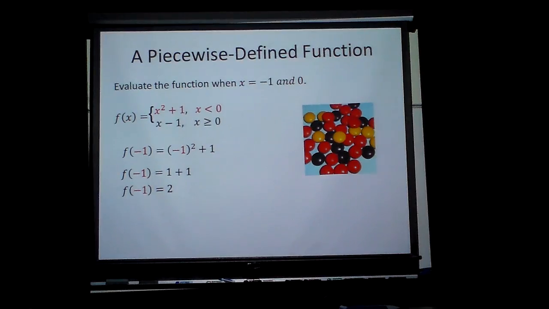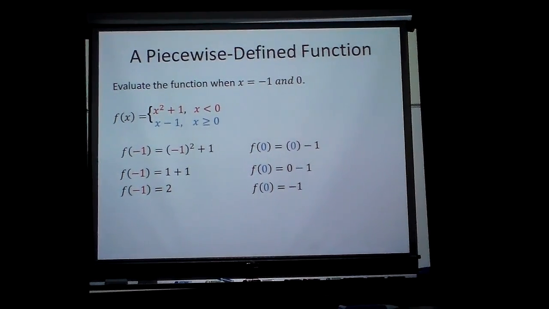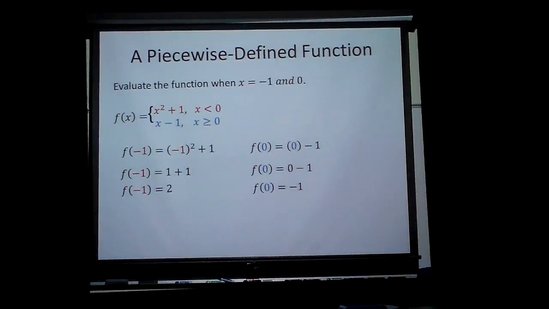So f of -1 is 2, but when I use the 0, 0 is greater than or equal to 0, so I need to use this one. So it would just simply be 0 minus 1. I'm going to plug it in this one, and 0 minus 1 is -1. Okay, so that's how I would do that particular function. Anyway, I decide which one I use and then plug it in the correct one.